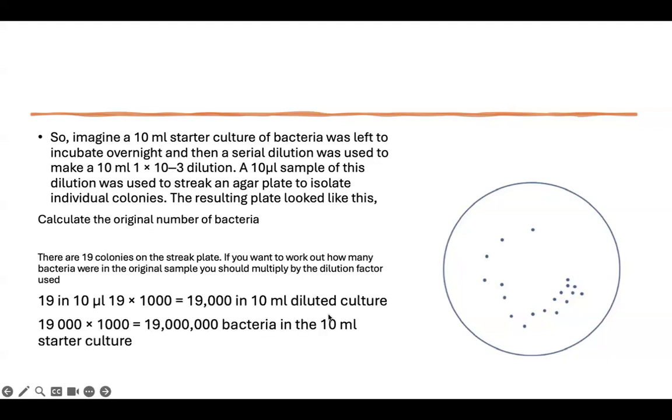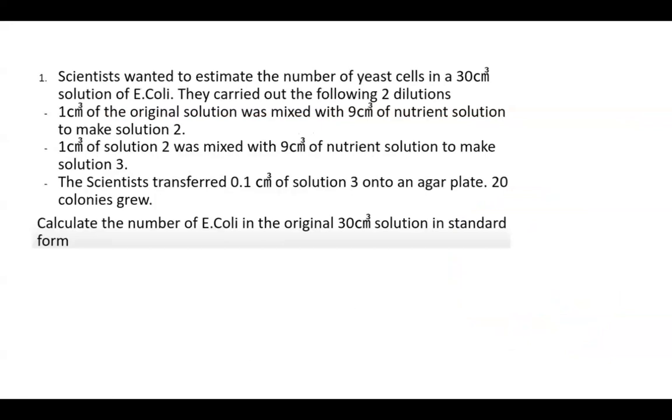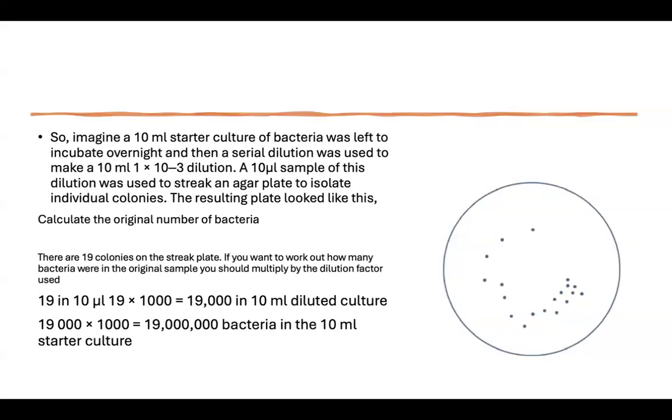So I'll quickly pop over to this question where we had this diluted by a factor of 10, diluted by a factor of 10. We're looking at dilution by a factor of 1,000, which is why we're multiplying by 1,000 in this equation. Does that make sense? So the 1 times 10 to the minus 3 is showing us that it's a 1,000th dilution, which is why we're multiplying by 1,000.